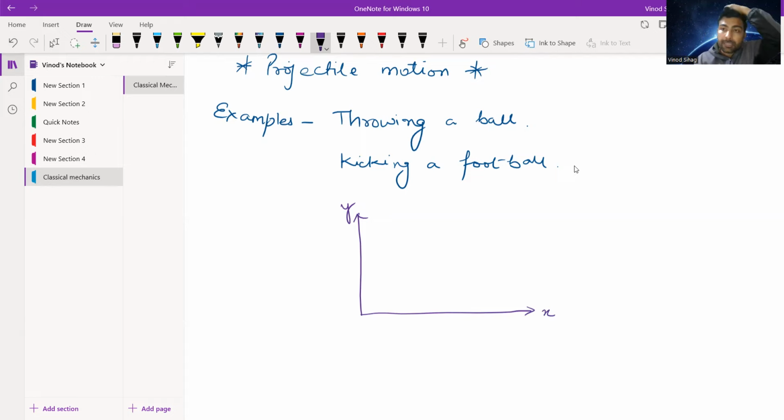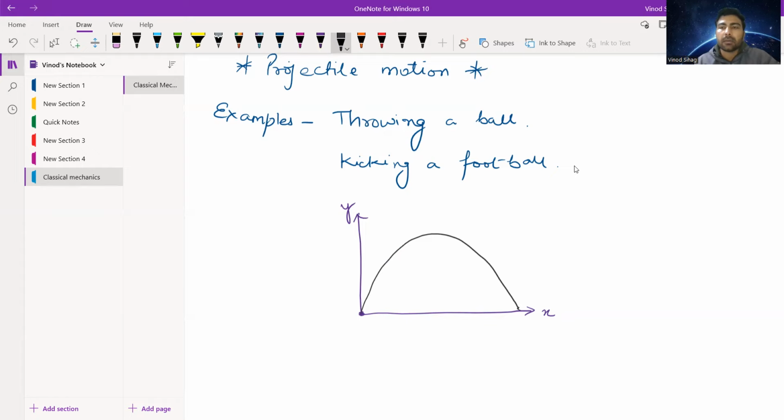Now we'll assume that we have one projectile, or some particle or object that we are going to throw, for example. Initially the particle is at this point, at zero height from the ground, and now we are going to throw it. Then it will trace a path like that. We'll see why this kind of path it will trace by using the equations.